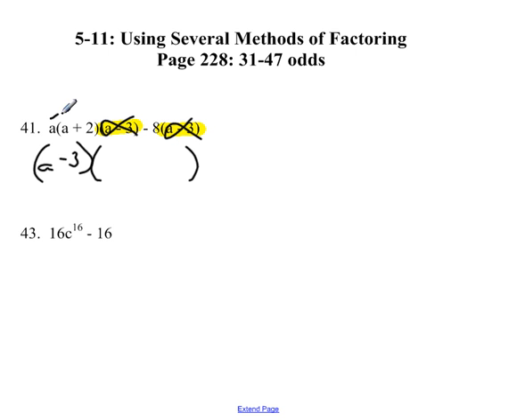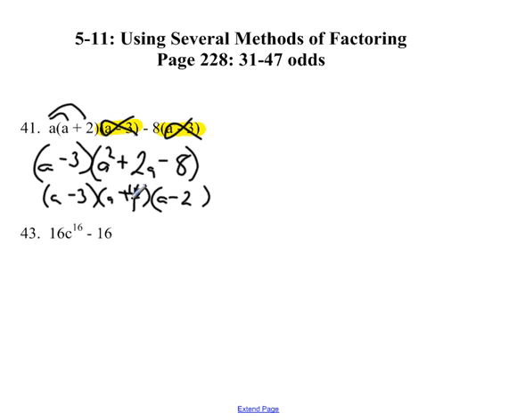When you have a and a here and a and 2 here, that's when you go ahead and multiply out. A times a plus 2 is a squared plus 2a, now minus 8. Here is a factorable trinomial. The a minus 3 just hangs out in front. And then to factor it, you need to use a plus 4 and a minus 2. A little sloppy, but you can figure it out from there. So your answer is a minus 3, a plus 4, a minus 2.